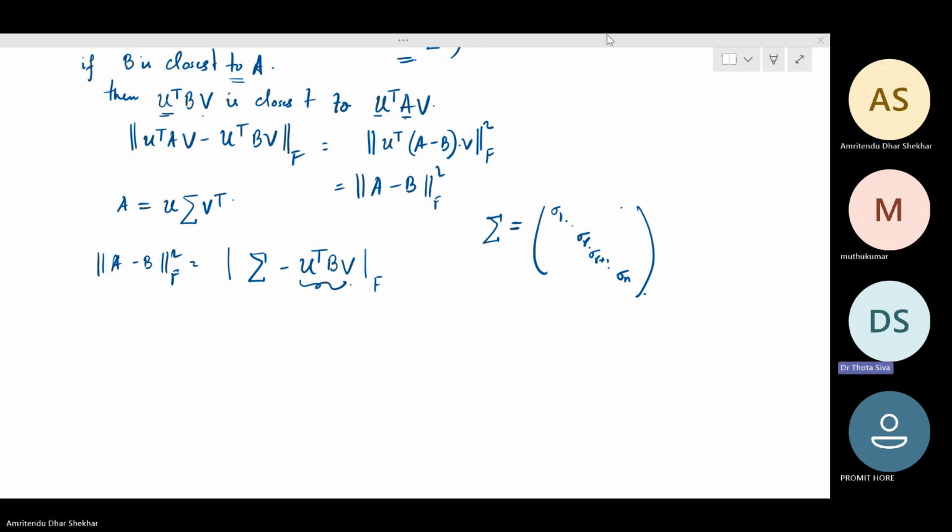Is the Frobenius norm of A minus B equal to the Frobenius norm of sigma? Is that true? Sorry, what? You have written there that the Frobenius norm of A minus B is equal to sigma minus U transpose B.